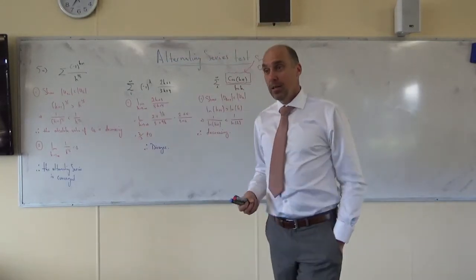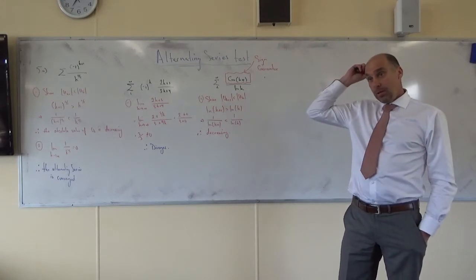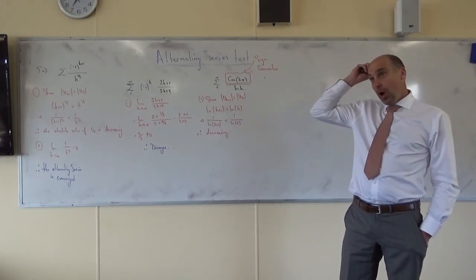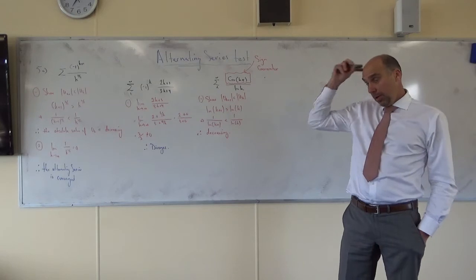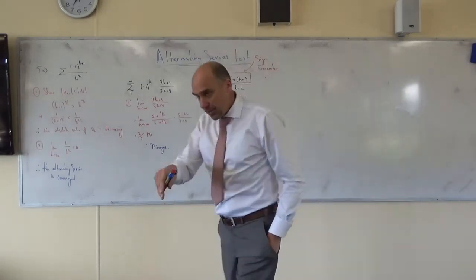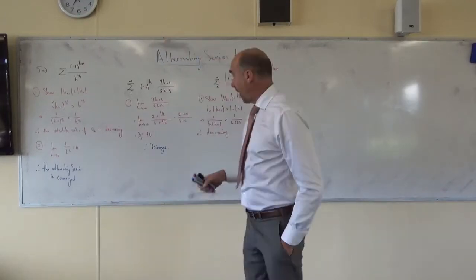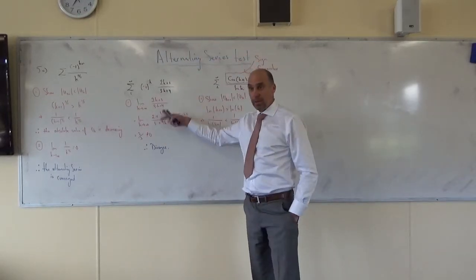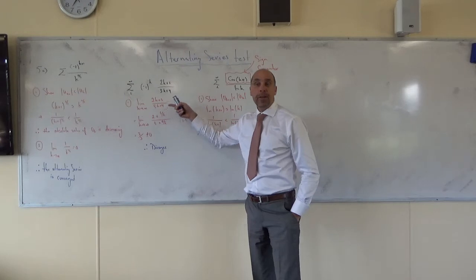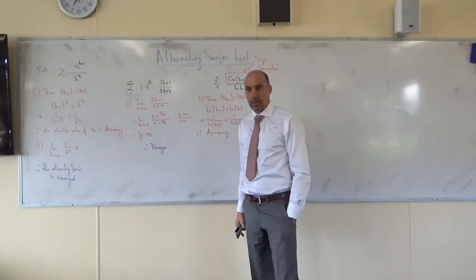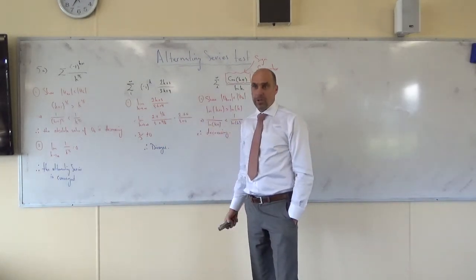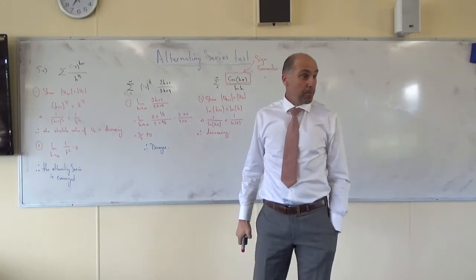But must we do part 1? Must we do both of them? Well, yes, to show it's convergent. No, not for divergence. In other words, I only need to show that it fails one of the tests. If it fails one of the tests, then it's divergent. To show it's convergent, it's got to pass both tests.